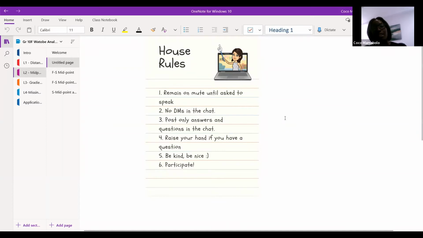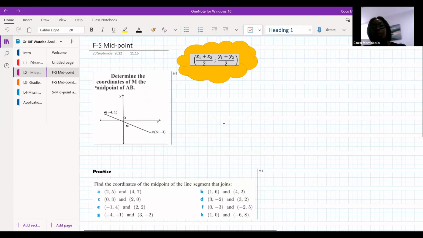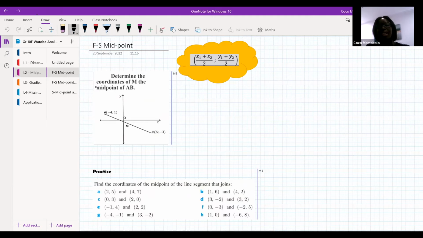Yesterday we did the distance formula and we learned the formula for that. And today we are going to be learning about the midpoint formula. Okay, so now the midpoint is exactly what it sounds like. It tells us about the midpoint between two places.